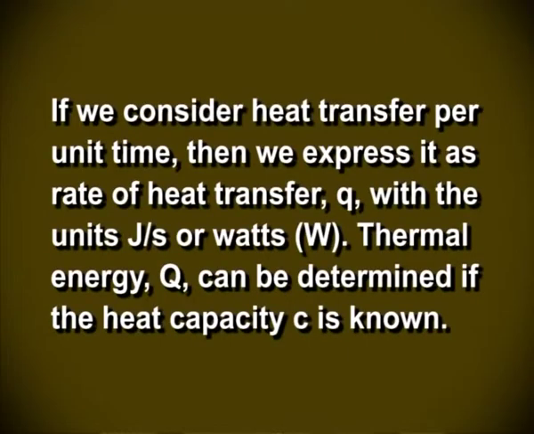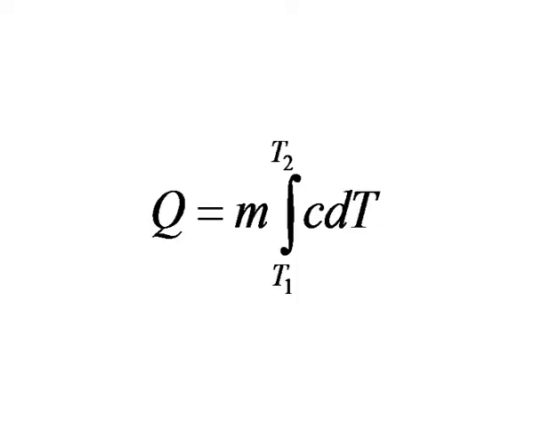If we consider heat transfer per unit time, then we express it as heat transfer rate, or rate of heat transfer, denoted by small q, and it has units J/s, that is joule per second or watts. Thermal energy Q can be determined if the heat capacity C is known. Thus, Q is equal to m integral T1 to T2 C dT.